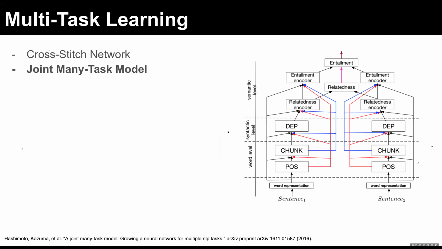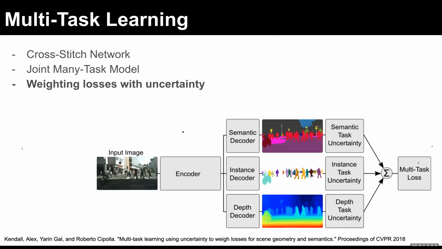In the NLP domain, there's also a joint many-task model. You're not just doing two tasks or three tasks, but multiple tasks like entailment, chunking, part-of-speech tagging, and all of that together. Huge advances have been made in the NLP community, which leverage these multitask architectures very nicely. There is also very nice work around using uncertainty to weight losses.